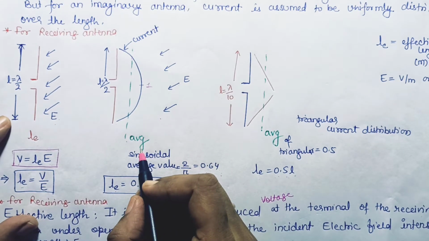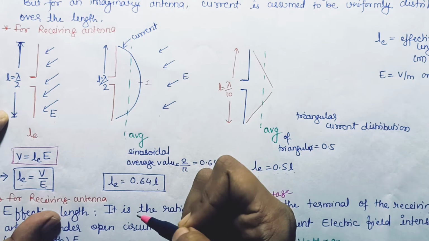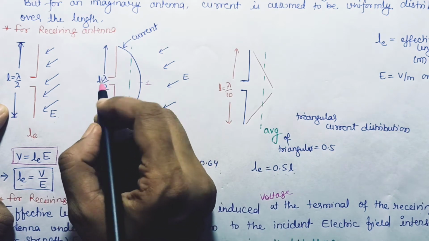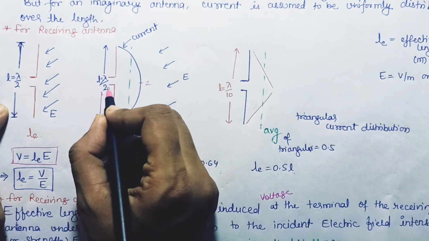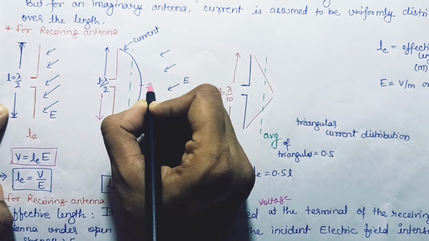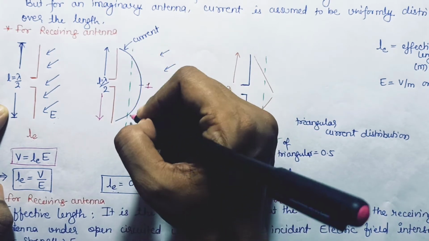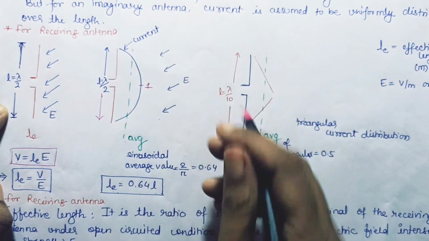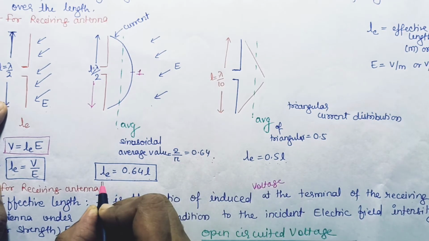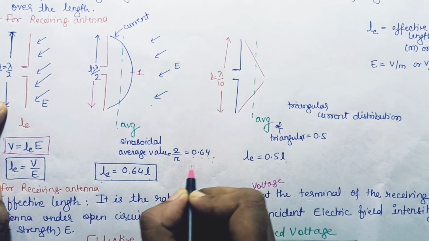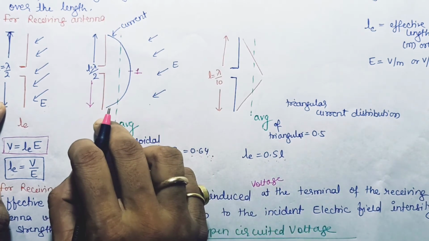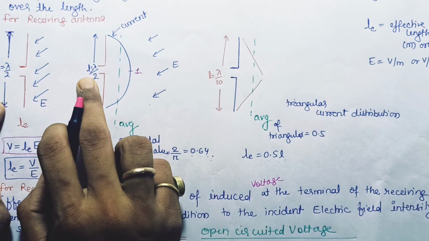Now we have current distribution. By using current distribution we can also calculate effective length. Length of the dipole antenna is equal to lambda by 2 and the current distribution is not uniform throughout its length. So at the center we take 1. At the middle, the average of the sinusoidal value is 2 by pi, which is equal to 0.64. Then effective length is equal to 0.64 into L. So this shows the effective length of this dipole antenna having a length of lambda by 2.